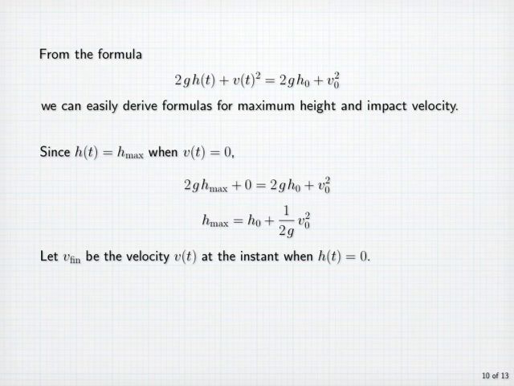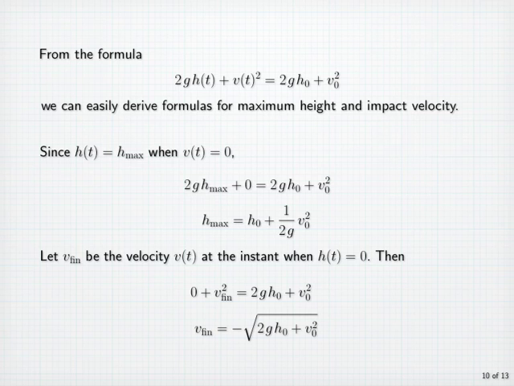Let v final be the velocity v of t at the instant when h of t equals 0. That is, v final is the velocity when the ball hits the ground. Then, substituting h of t equals 0 and v of t equals v final into our equation, we find that 0 plus v final squared equals 2g times h naught plus v naught squared, or v final equals minus the square root of 2g h naught plus v naught squared. Notice that we take the negative solution there because we know that the ball is falling when it hits the ground.